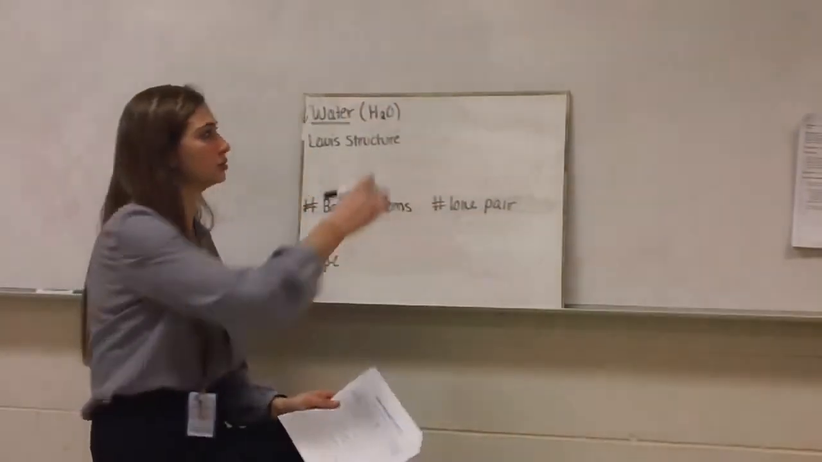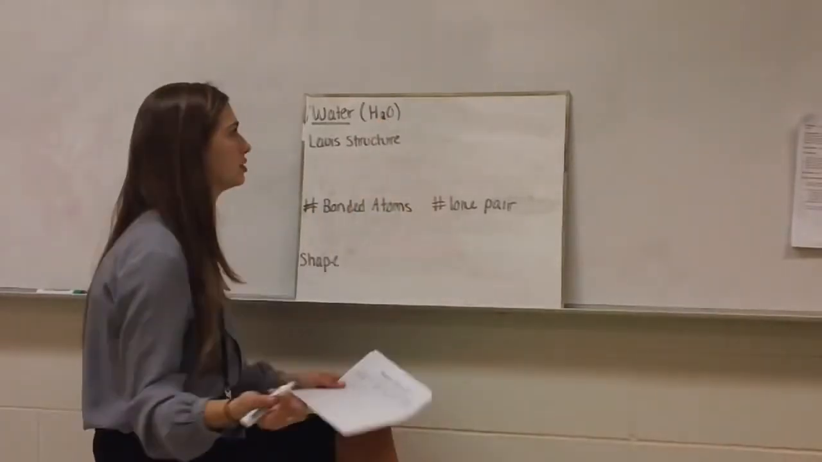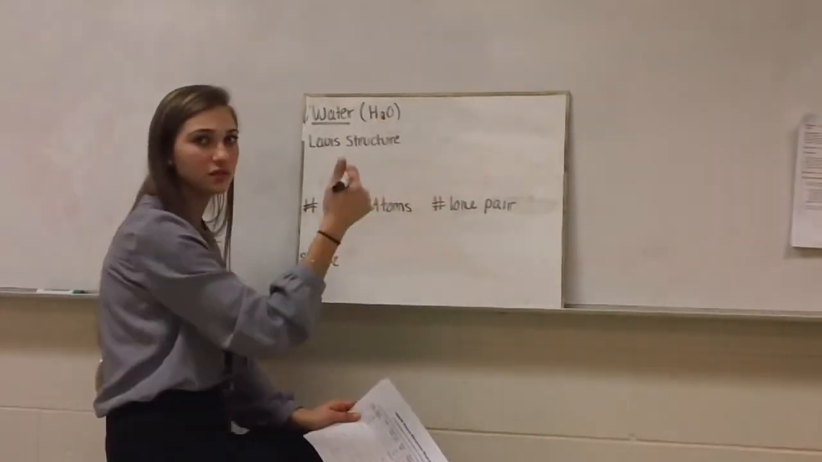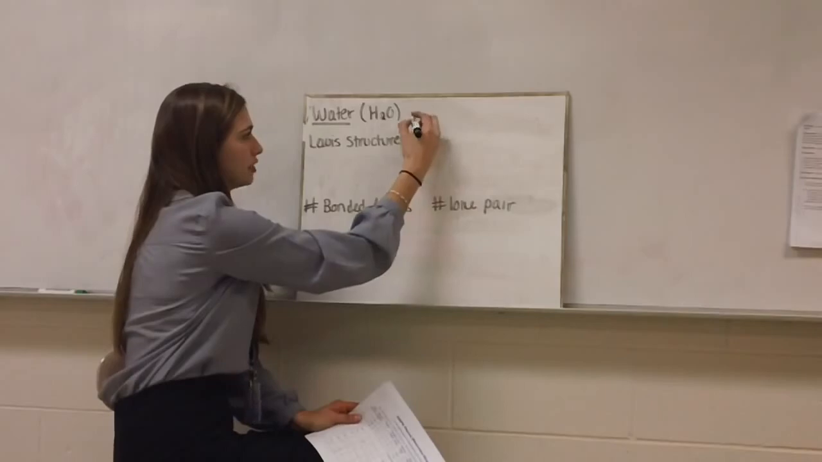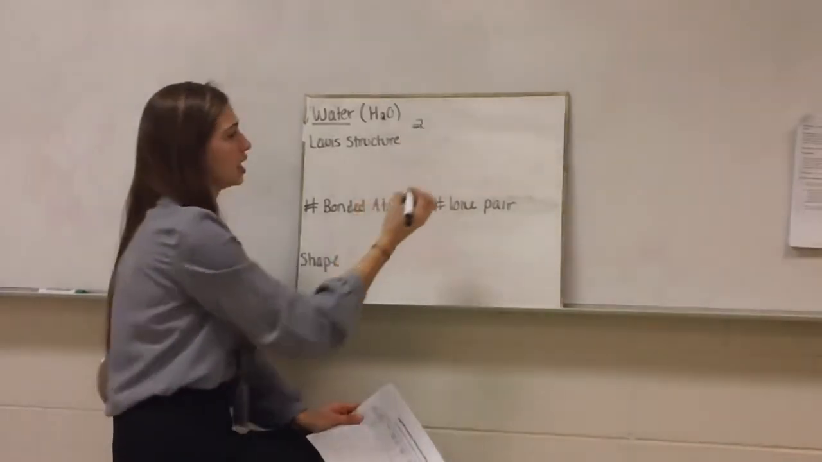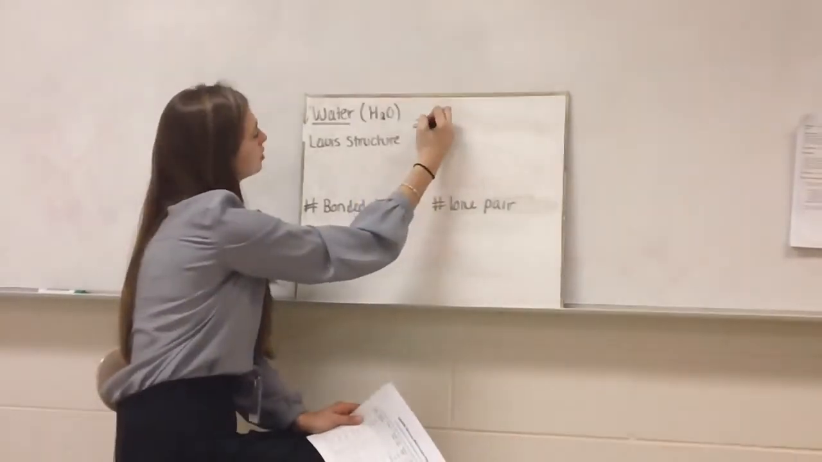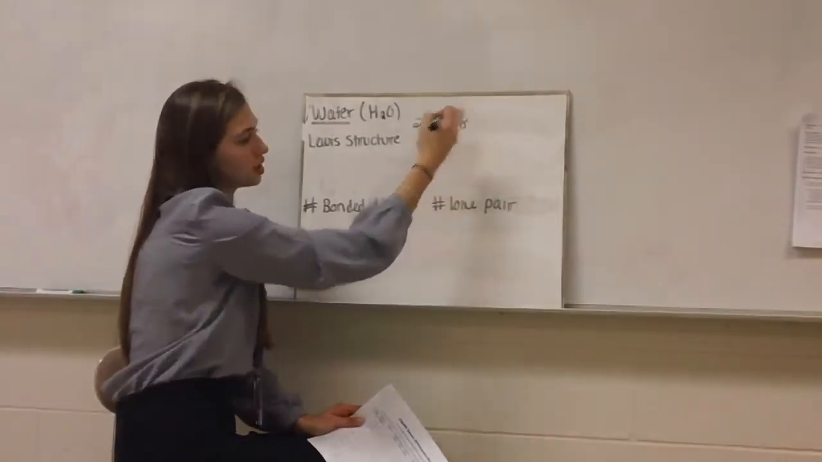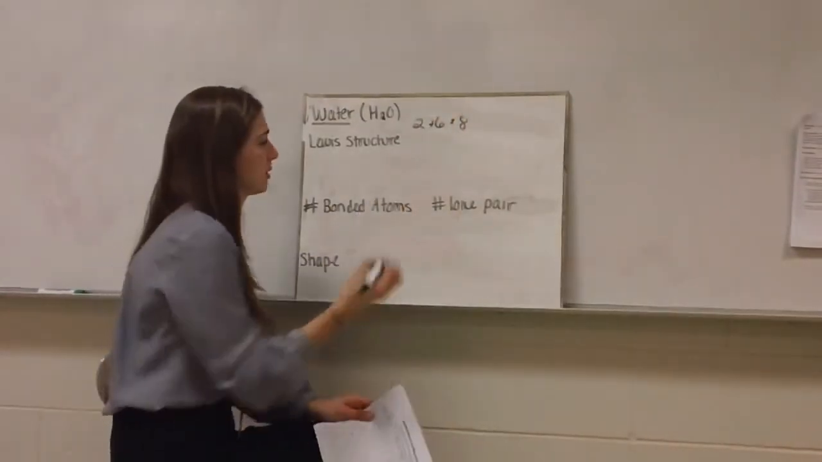All right, let's do water. The formula for water is H2O. Hydrogen each has 1 valence electron, so that's 2 for hydrogen. Oxygen has 6. So this one also has 8 valence electrons.